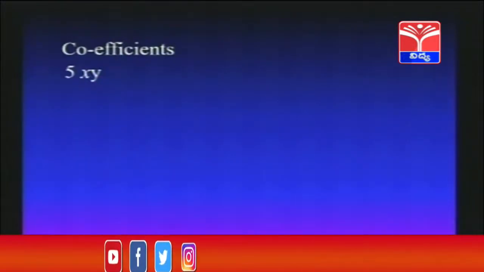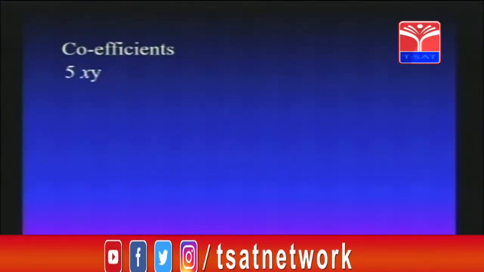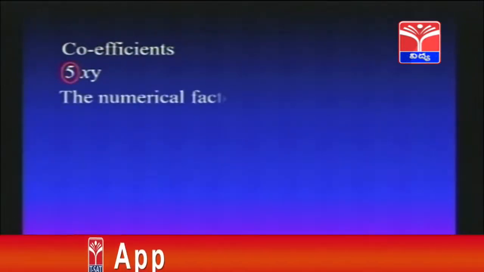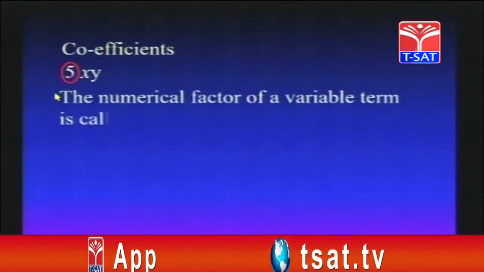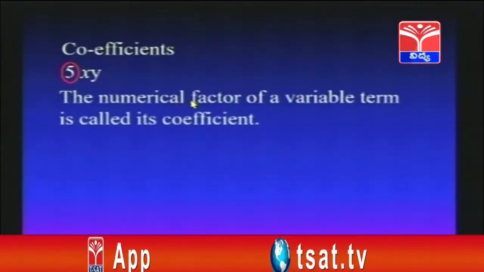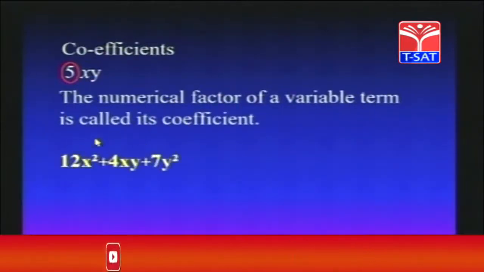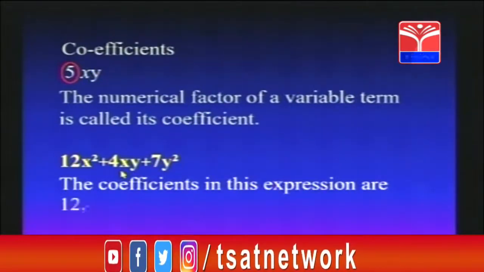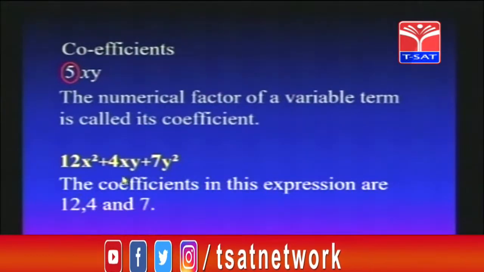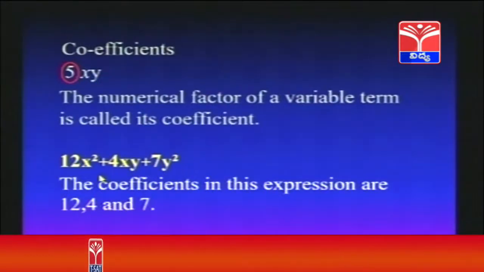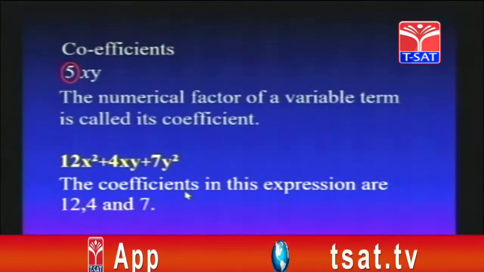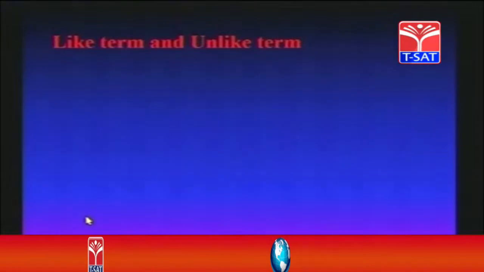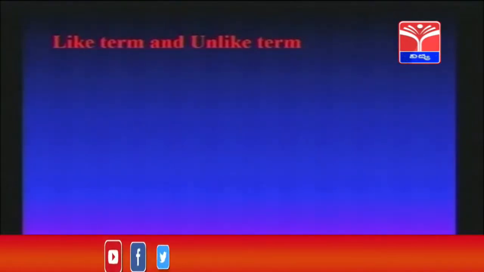Now in this, consider a small term 5xy. What is the coefficient? As you can notice here, 5 is a number, that is, the numerical factor of a variable term is called its coefficient. 12x square plus 4xy plus 7y square is an algebraic expression having three terms. The coefficients in this expression are 12, 4 and 7.